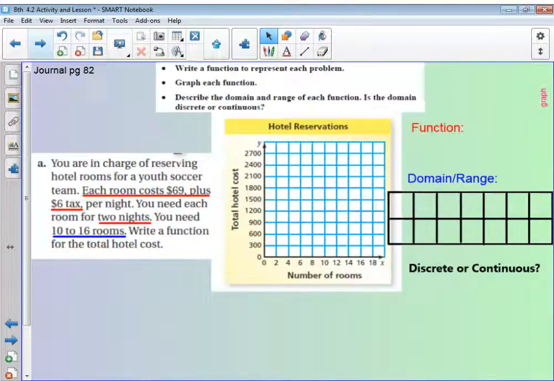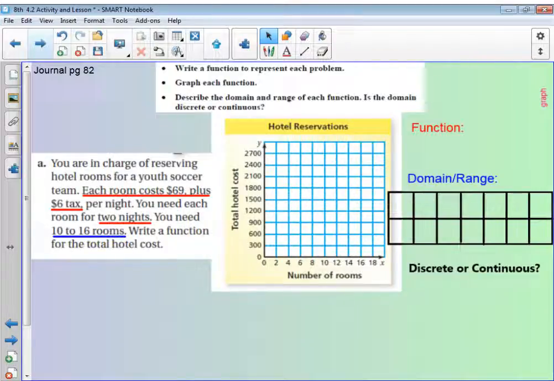Okay, we're going to work off of one. On page 82 of your practice journal, we're going to write a function, graph that function, and then describe the type of domain. It says you're in charge of reserving hotel rooms for a youth soccer team. Each room is going to cost $69 plus $6 tax per night. You will need each room for 2 nights. So no matter what, we're staying for 2 nights.